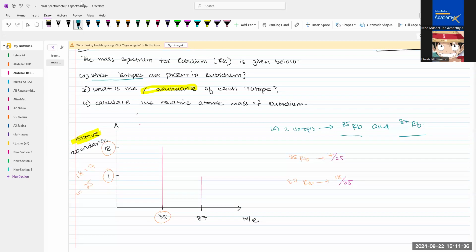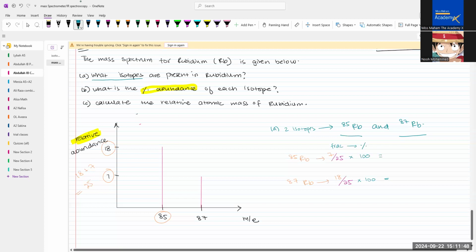Now doing some math, I can convert this fraction to a percentage. And how do I do that? I will just multiply this by 100, right? So the answer that I get here for rubidium 85 is 72%. And for rubidium 87, I get 28%. So these are the percentage abundances for the 2 isotopes.